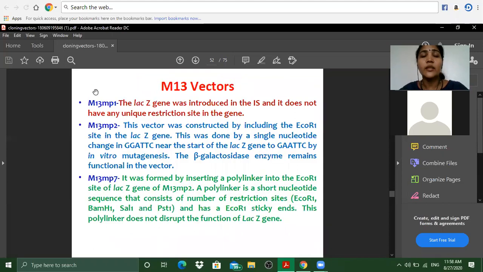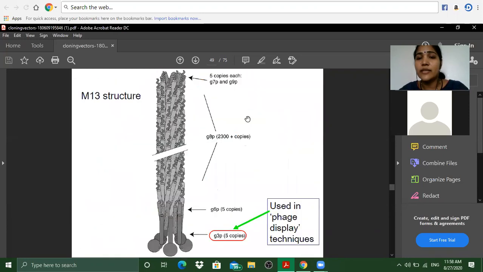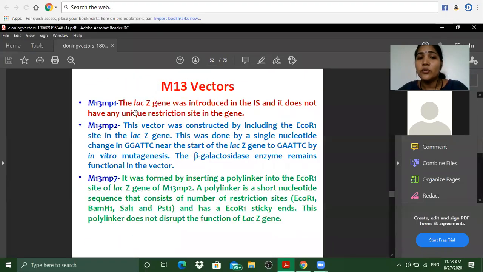Okay. Then M13 vectors, M13MP1. The lacZ gene was introduced in the intergenic section. What is an intergenic sequence, right? So what did they do in this M13 vector? They inserted the lacZ gene as well. So what is the lacZ gene? I told you guys yesterday that it has something to do with beta galactosidase activity, and the lac operon also has the lacZ gene. So it is related to the beta galactosidase activity, converting your sugar into the normal sugar or something like that.